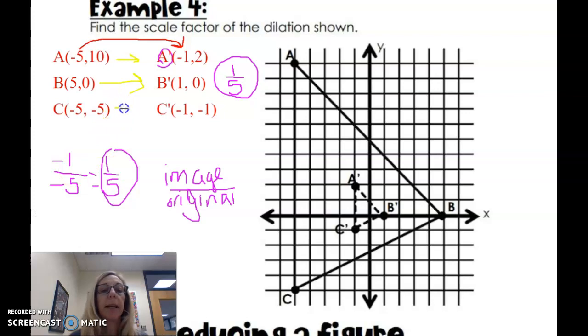So remember, C at negative 5, negative 5 goes to C prime at negative 1, negative 1. So I'm going to do my image point, which would be negative 1 over my original for the x-coordinate, which is negative 5. A negative divided by a negative is a positive, so it simplifies to 1/5. So every single time we are taking these first original coordinates and we are multiplying them by 1/5 to get our prime notation. So our scale factor is 1/5.